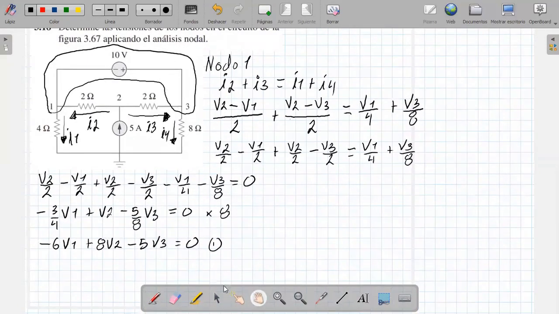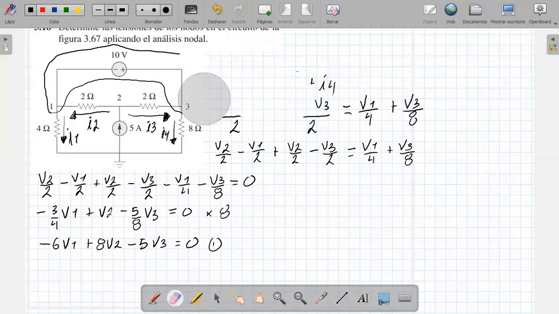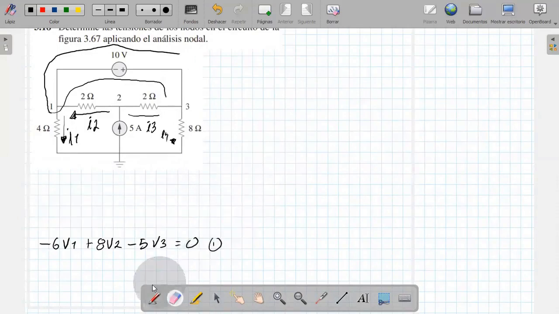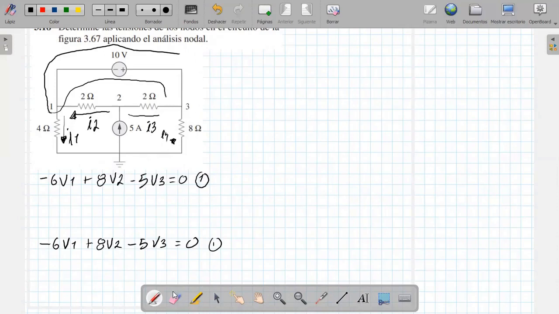Now what I'm going to do is delete all of this, and I'm going to rewrite that equation up here: minus 6 V1 plus 8 V2 minus 5 V3 equal to 0. This is my first equation. And now I'm going to apply the one that is here, which is practically occupying the nodes 1 and 3.